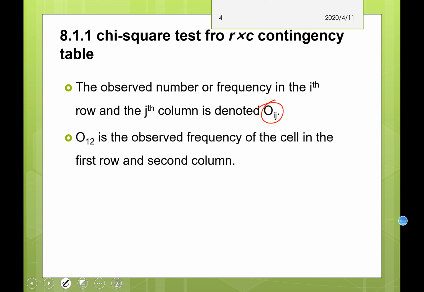So here is my question. What's the meaning of O43? Yes, that means the observed frequency of the cell in the 4th row and the 3rd column. So that means the contingency table will have at least 4 rows and at least 3 columns, right?